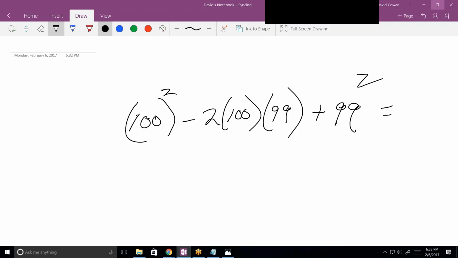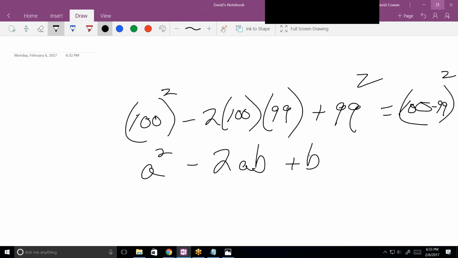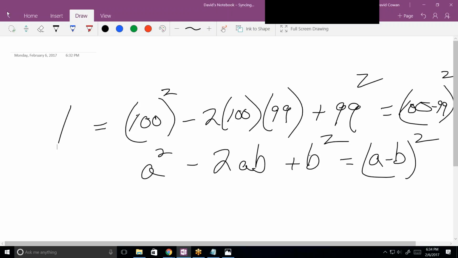That's got to be 100 minus 99 squared. Because this is a squared, that's the 2ab, and this is the b squared. So I know from the formula that that is a minus b quantity squared, which is 100 minus 99, which is 1. So the answer to this thing is 1. And I get it without doing any arithmetic at all. I get it by knowing those two formulas that I drew.